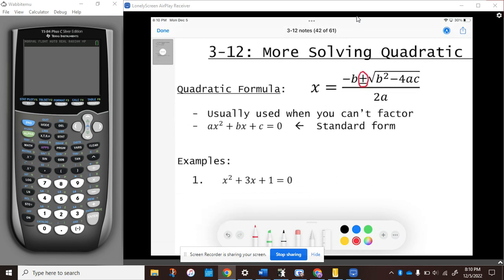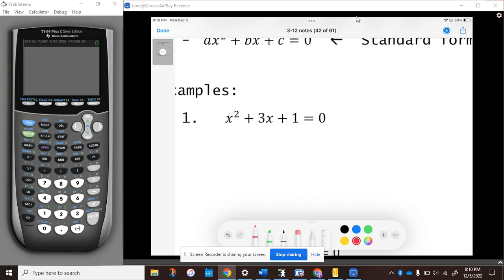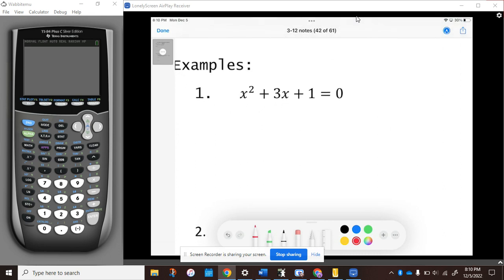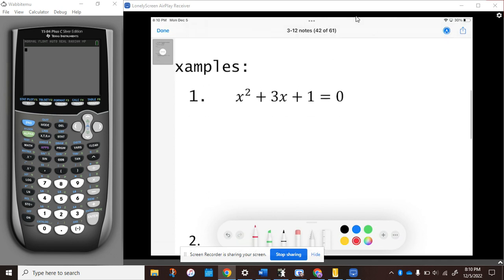This is a useful formula when you can't factor. For example, on example number one, we have a quadratic equation. If we were trying to factor the left side, you'd be looking for two numbers that multiply to give you a product of one and add to give you a sum of three. Let's be honest here, there are no whole numbers that will do that. So we can't use factoring to solve this equation. We're going to have to use the quadratic formula.